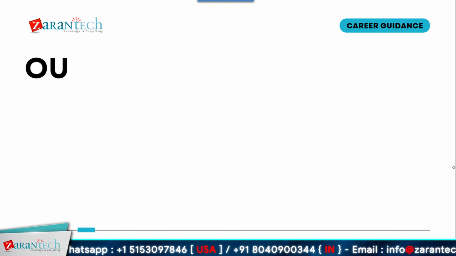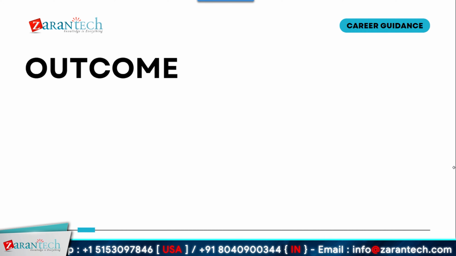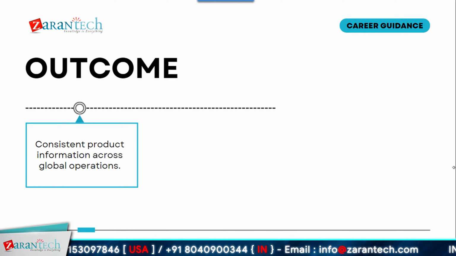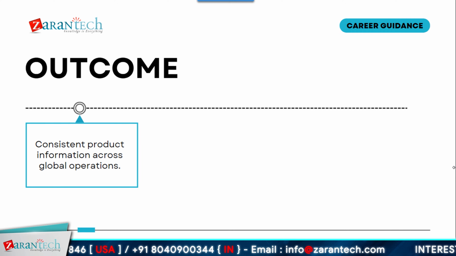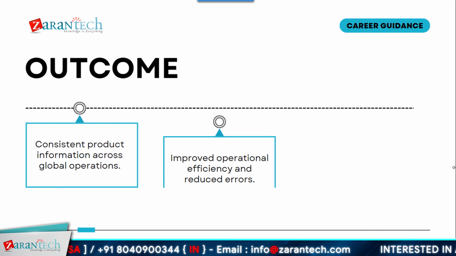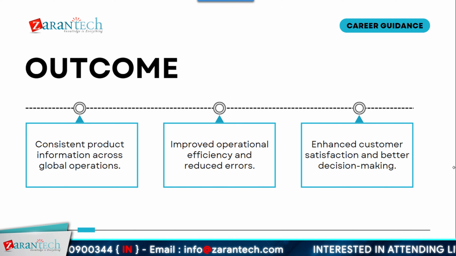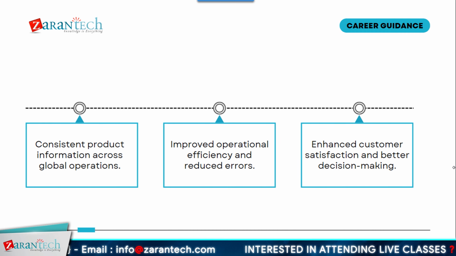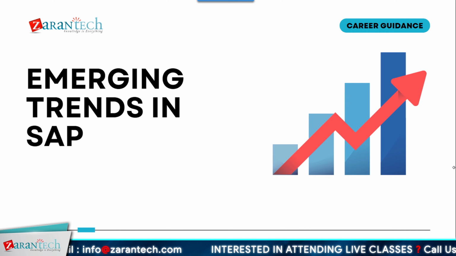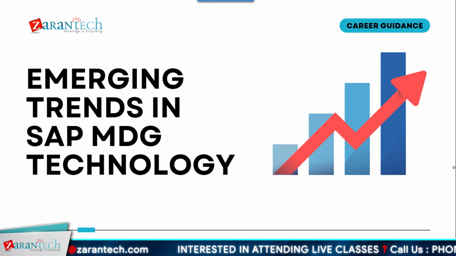So, by implementing SAP MDG, Tech Global achieves consistent product information across its global operations. This leads to improved operational efficiency, reduced errors, enhanced customer satisfaction, and better decision-making capabilities. Let us now see the emerging trends transforming how businesses manage their data.